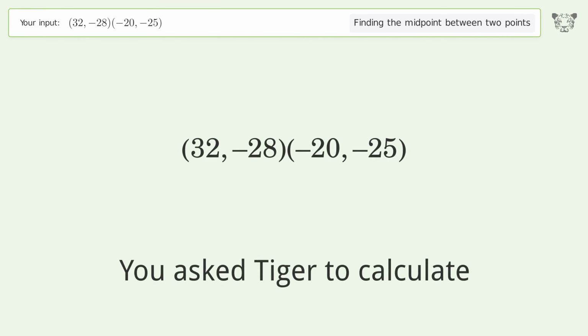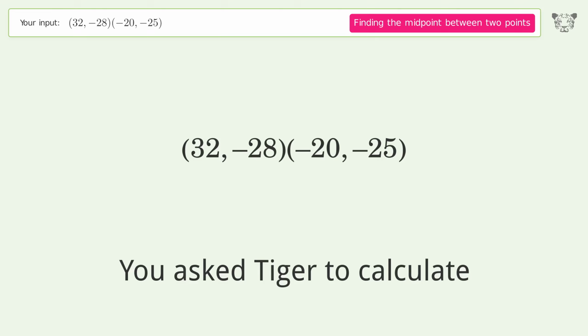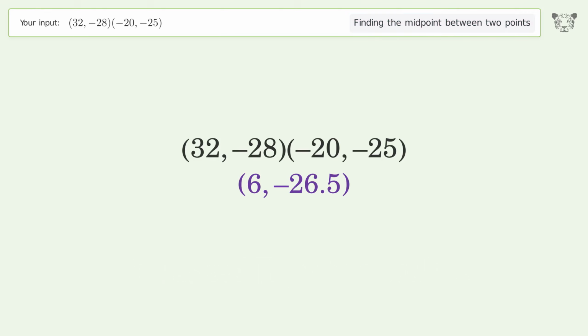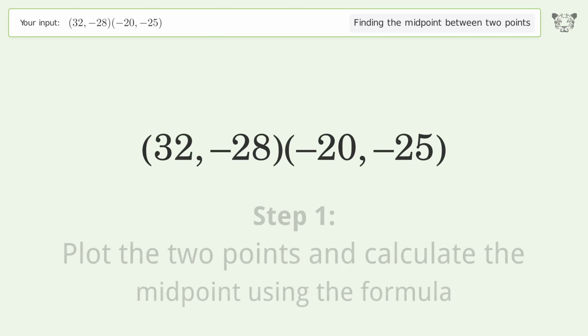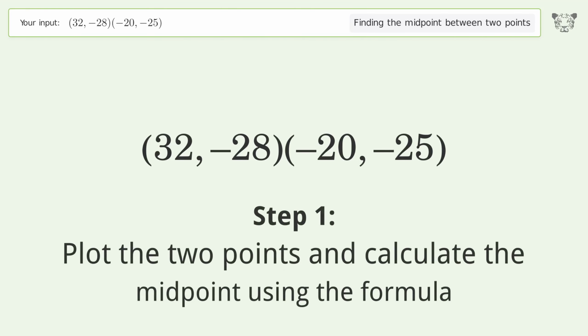You ask Tiger to calculate. This deals with finding the midpoint between 2 points. The midpoint between the 2 points is 6, negative 26.5. Let's solve it step by step. Plot the 2 points and calculate the midpoint using the formula.